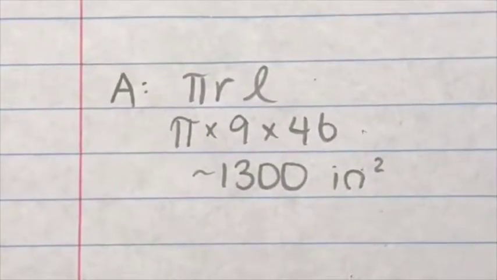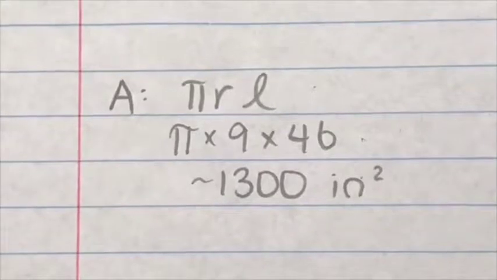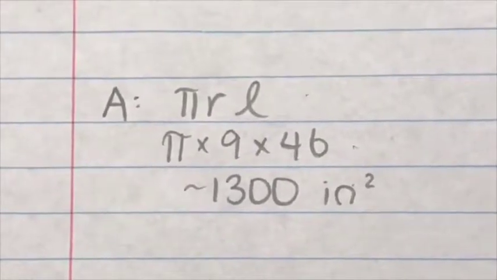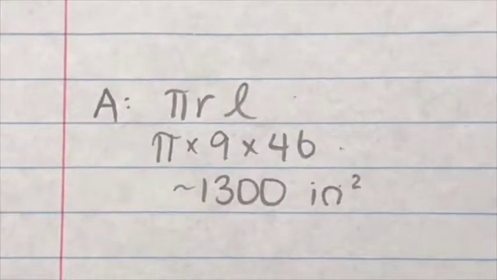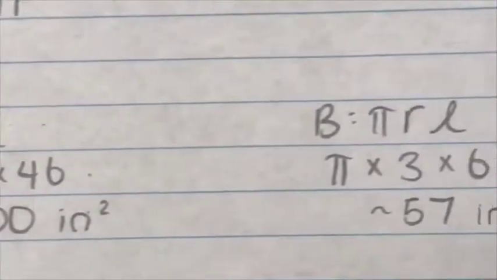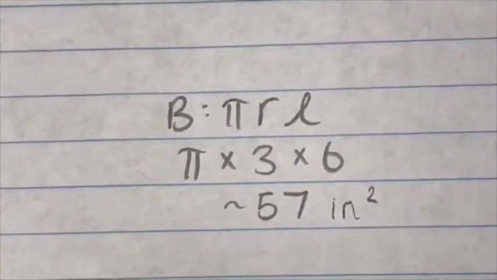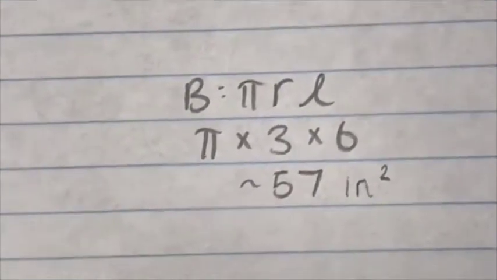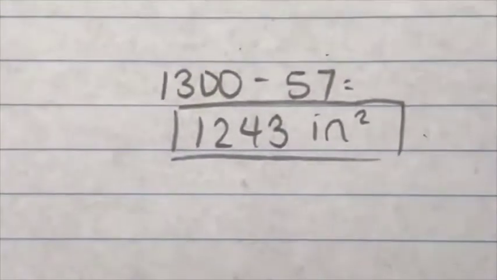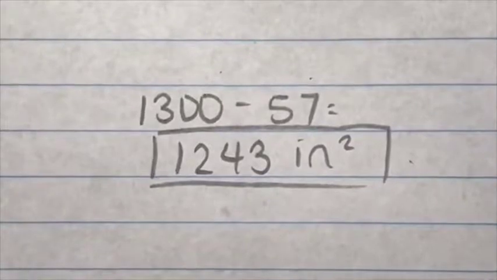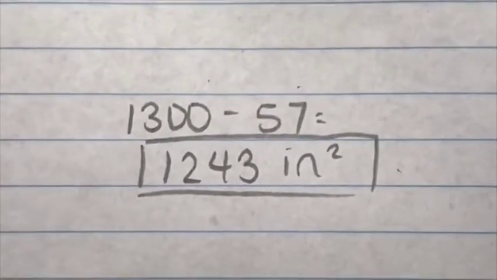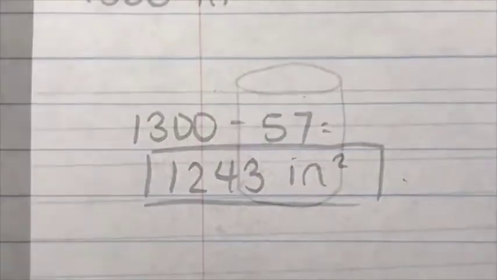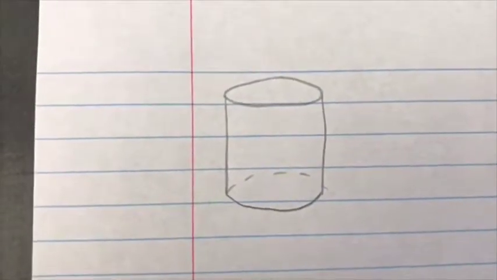With this equation, we'll start with the big cone, cone A: pi times r times L, pi times 9 times 46, which equals approximately 1,300 inches squared. Repeating that with the smaller cone, we get approximately 57 inches. So to get the skirt, we need to subtract cone B from cone A, 1,300 minus 57, giving us 1,243.